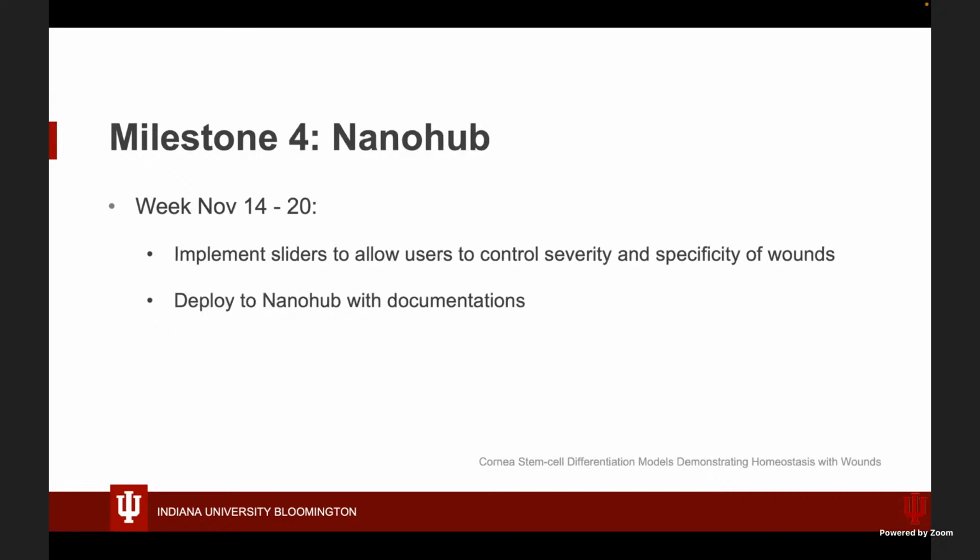The final milestone is to put a bow on it and make it into a nice nanoHUB project. As Joel was saying, we're hoping to utilize those sliders to allow the user to specify wounds, and in doing so, specify the severity of wounds and the specificity of which species they're hoping to wound. So that's the project. Open it up for questions, comments.